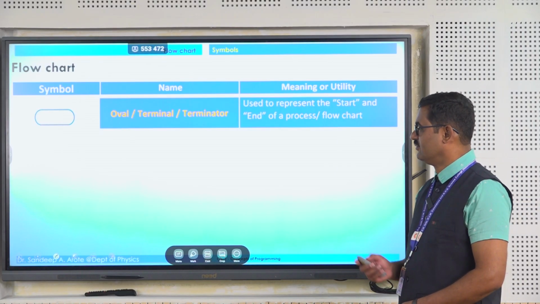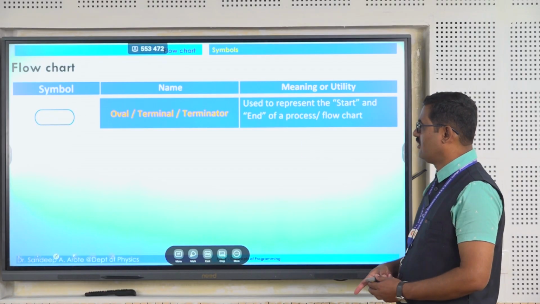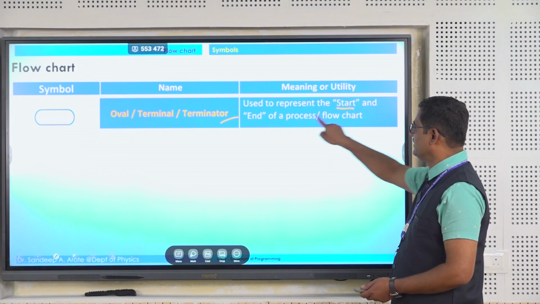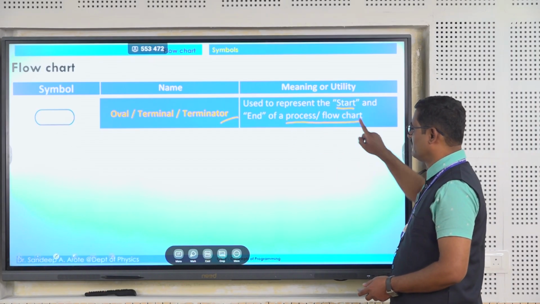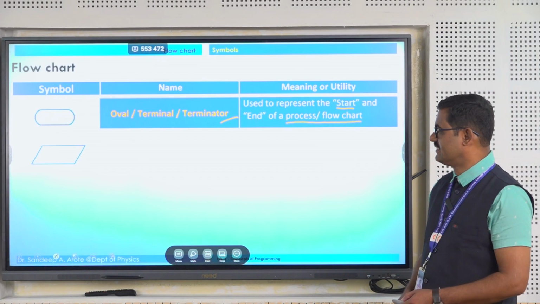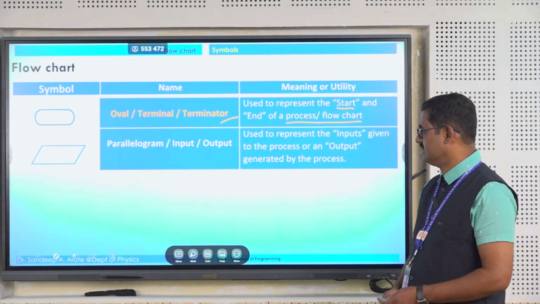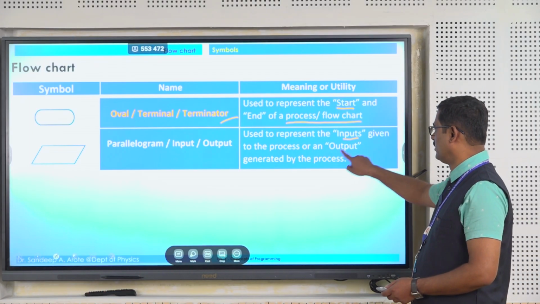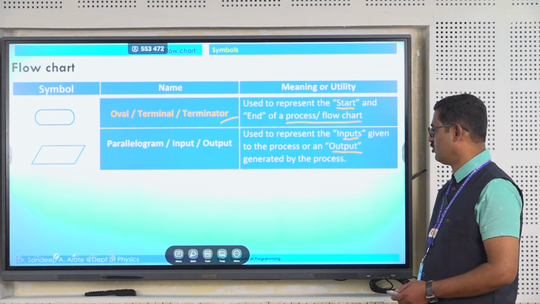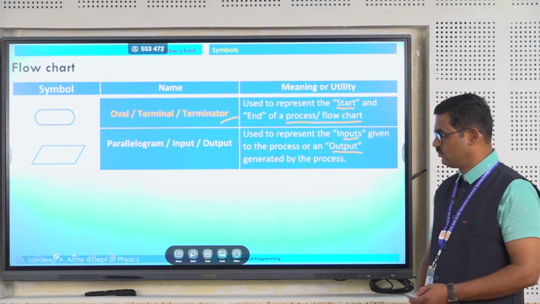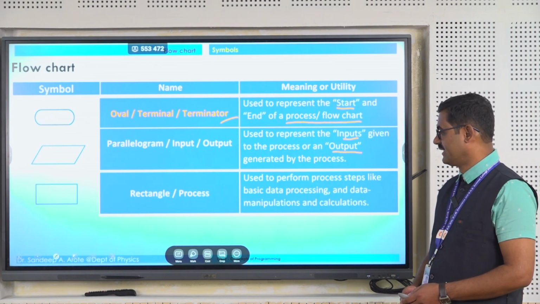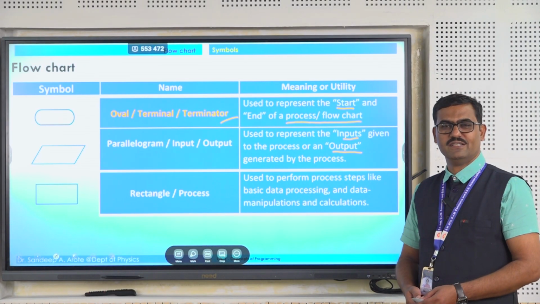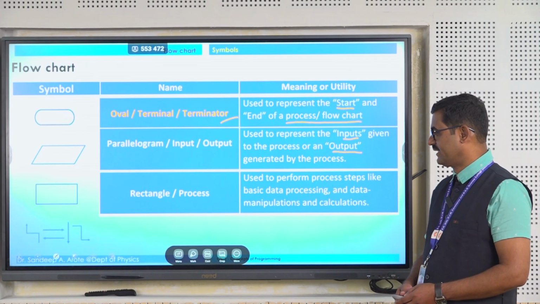The first is known as terminal. This terminal or oval or terminator is basically used to represent start or end of the process or flowchart. The second is parallelogram, or it is input or output. It is used to take input or to print output or to give output after the process through flowchart. The next is known as a rectangle, or it is also known as process. So whatever process you are doing, that process you can represent with the help of rectangle.